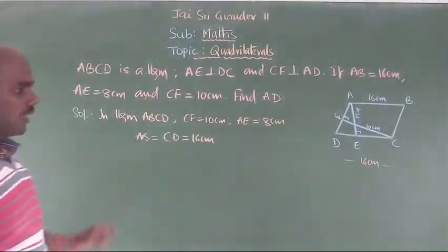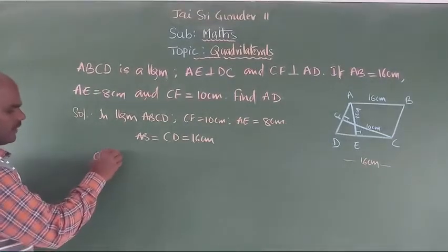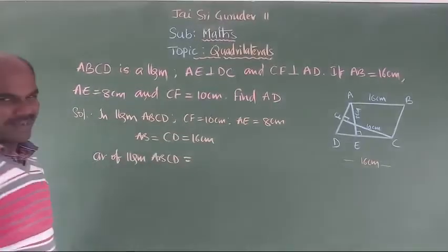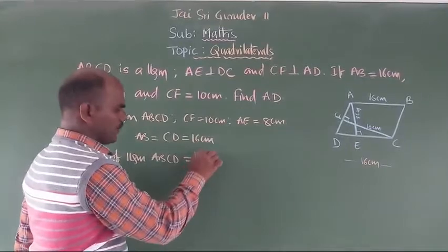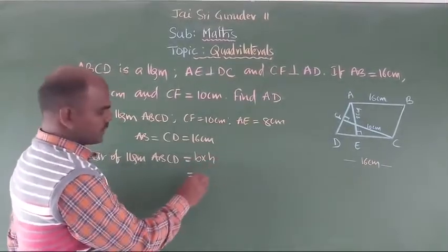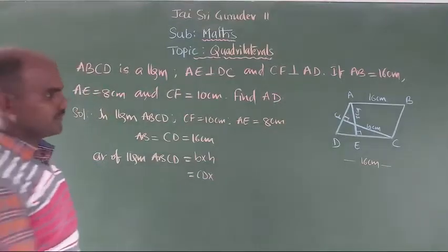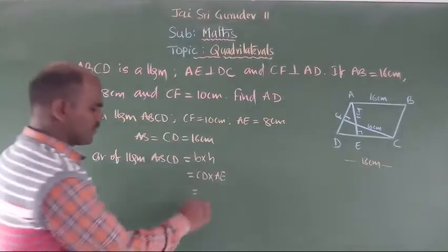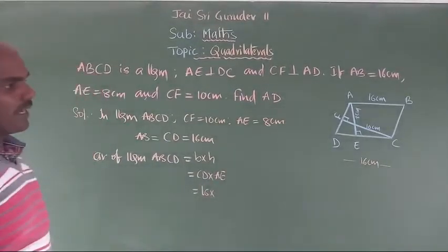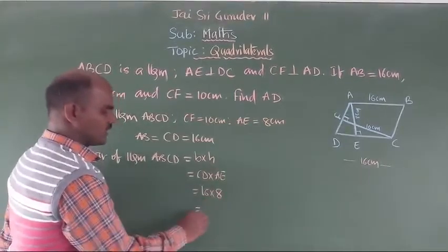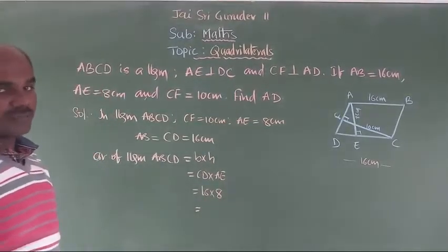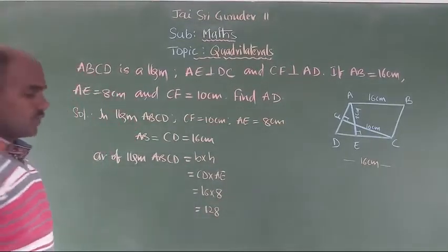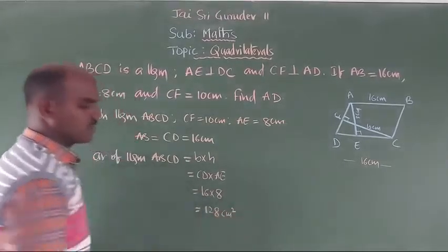So now the area of parallelogram ABCD is equal to base into height, that is B into H. B we consider as CD, and height is AE. So it is equal to the CD value, 16, into the AE value, 8. Now 16 eights are how much? That is 128 centimeter square.